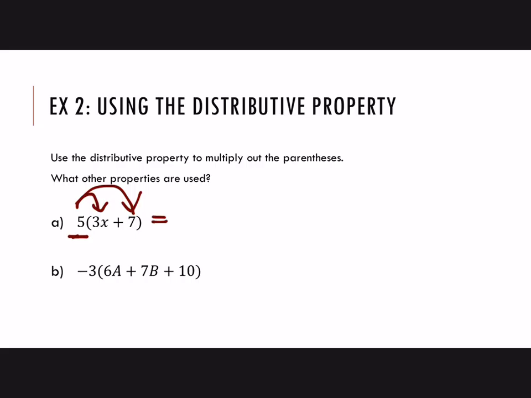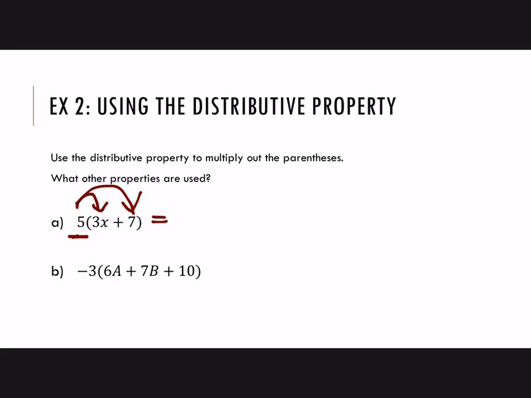Okay, so this would equal 5 times 3x, and remember you multiply the numbers 5 times 3, that becomes your new coefficient, and then you leave the variable with it. Okay, and then the next one, 5 times 7 is 35. Okay. Now, there's one other property. This is interesting, I think. There's one property that we kind of glossed over here that we actually used.